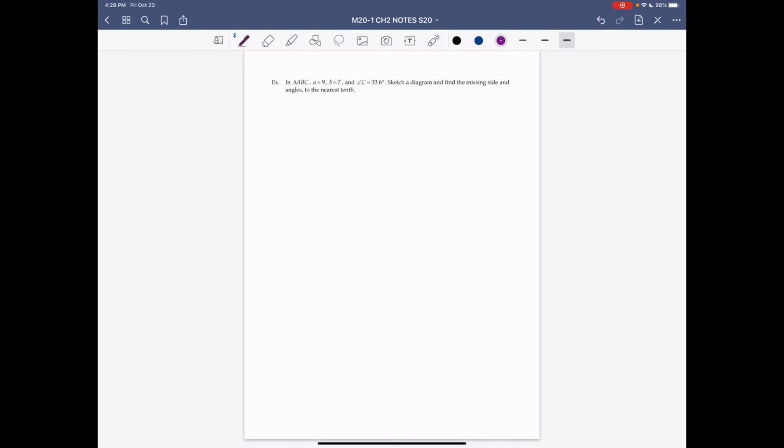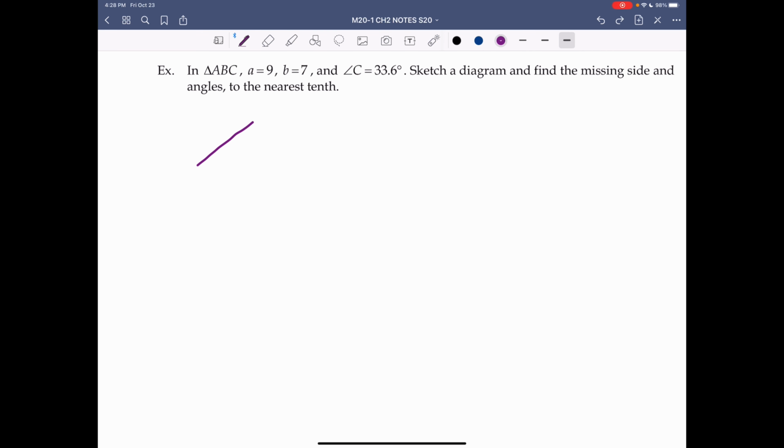In triangle ABC, side A equals 9, side B equals 7, and angle C equals 33.6. Sketch a diagram and find the missing side and angles to the nearest tenth. Draw your oblique triangle.